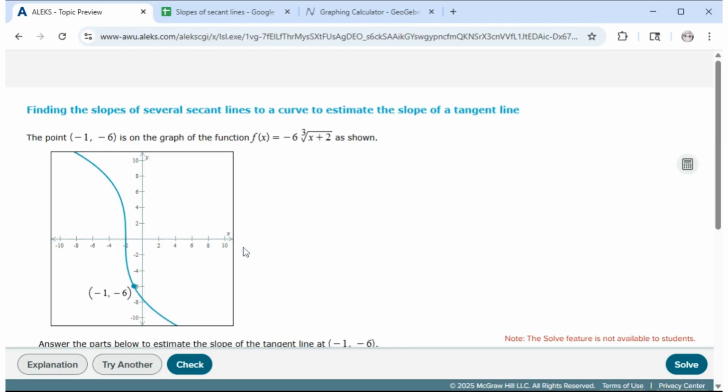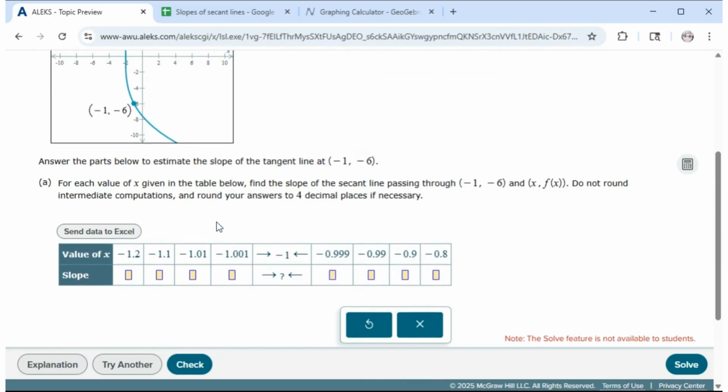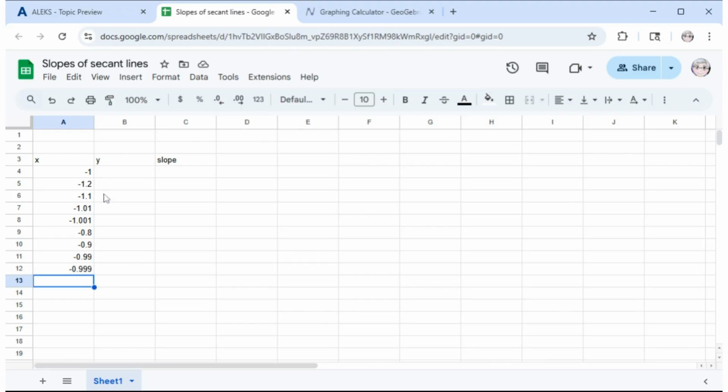In this problem here in ALEKS, they have a send to Excel function. I'm not using Excel, so I just did this. I brought in all of those points that they want, all the X values, to a Google Sheets piece, and we'll do some work here. So I've got the X values, and what I want to do is calculate the Y values and then calculate the slope of a line between that point and the point -1, -6.